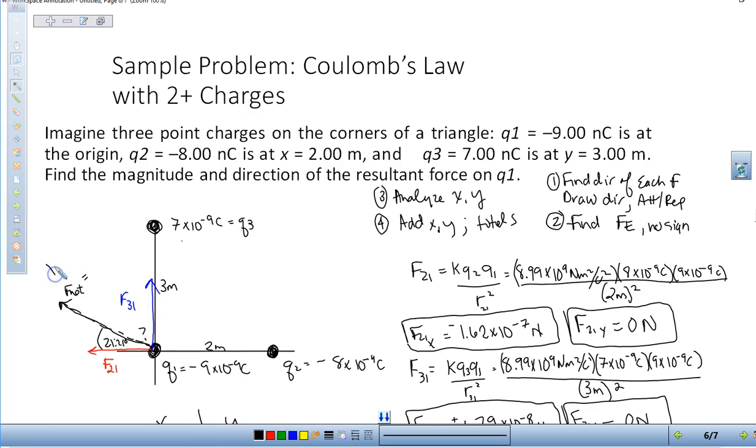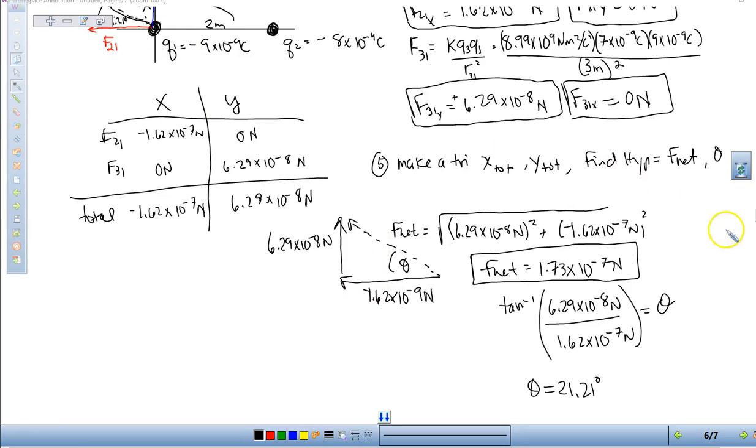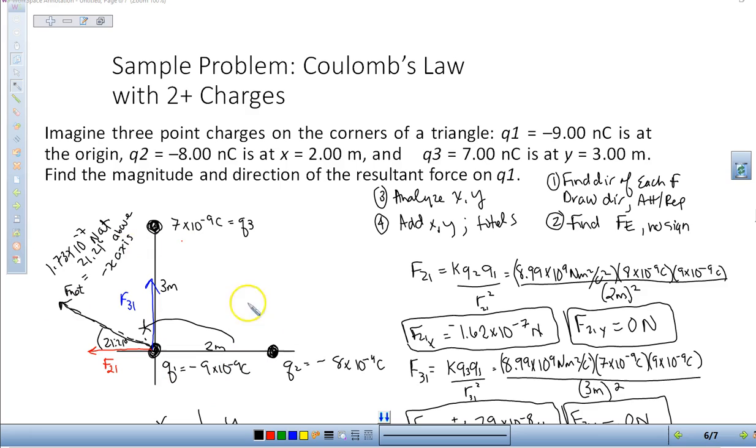So notice that changes my answer. It would read 1.73 times 10 to the negative 7 newtons at 21.21 degrees above the negative x-axis. Notice how that changes because I'm measuring the angle from here. You can say the angle from the other side, which is you subtract this from 180 and get that angle. That would be fine too. But notice the way that we write this to signify where we're taking our angle from. Because we're going to the left, our triangle looks like this, and that's what we're measuring here. So that's how you solve a triangle type problem.